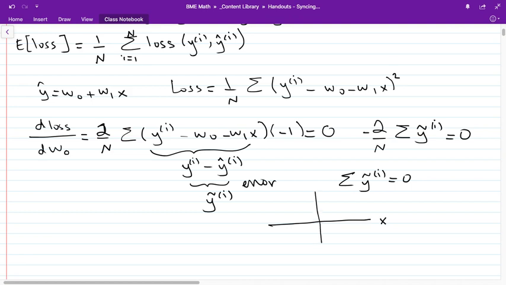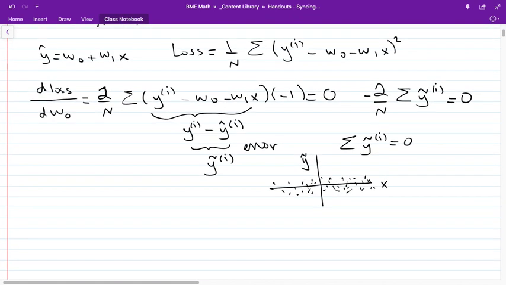So if you plot y as a function of x, the errors, y tilde, as a function of x, you should see something. After you fitted your data, if you look at your errors as a function of x, it should be mean 0. All right, so that's our first bit of information: the sum of my errors should be 0. Now let's find the derivative with respect to W1.